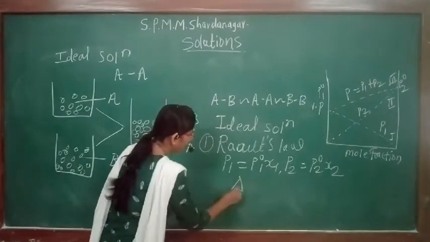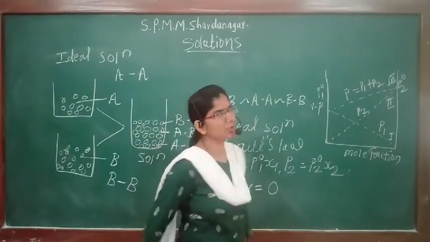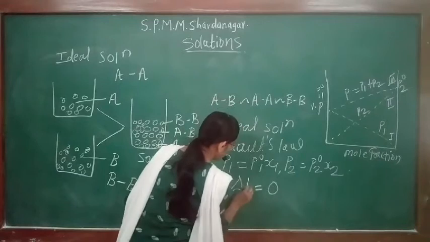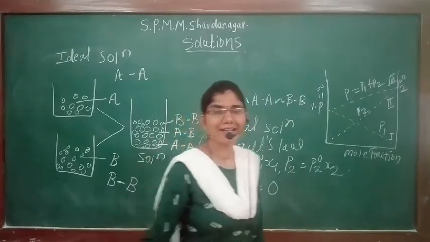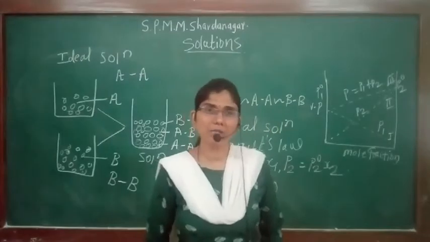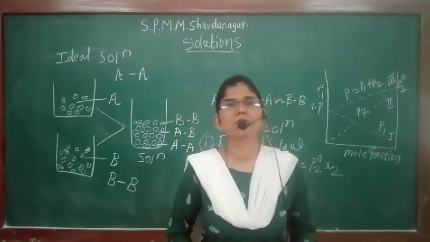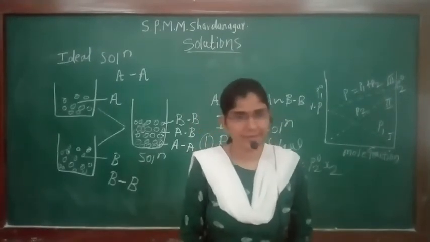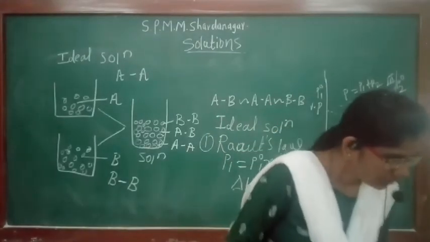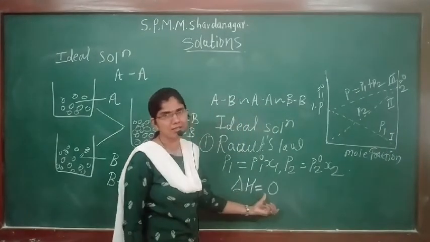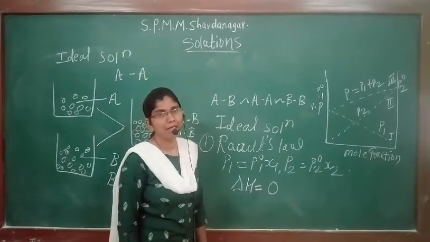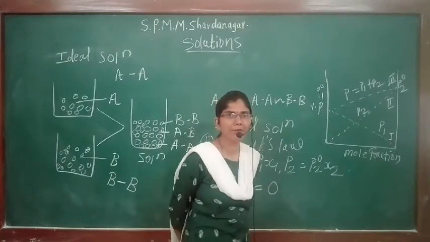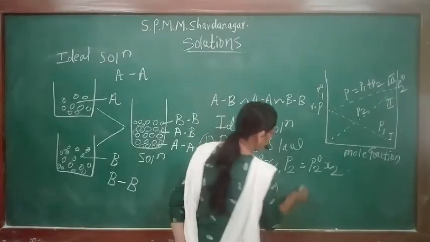Therefore, delta H mix is equal to 0, because before and after mixing the solution, the heat evolved or gained is the same, because the interactions are the same. If the interactions are the same, then the volume of the solution is also the same before and after mixing.